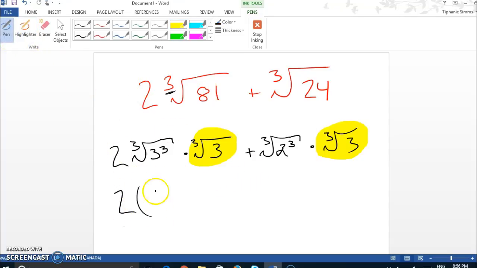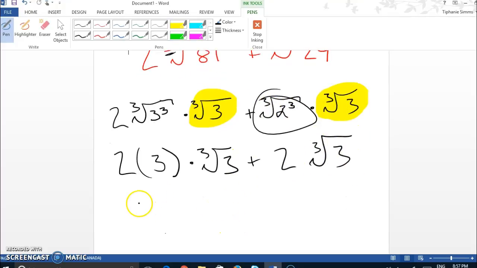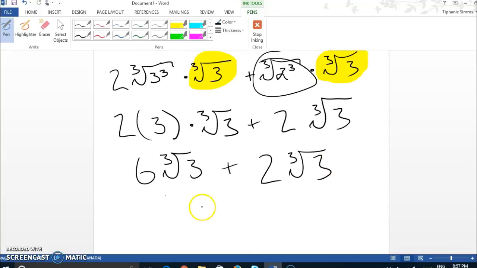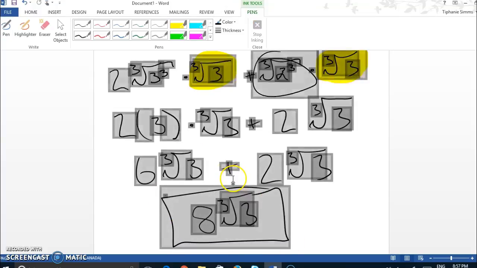So this is going to be 2. The cubed root of 3 cubed all cancels. I'm left with 3 there times the cubed root of 3. And over here, this is just going to be 2, the cubed root of 2 cubed times the cubed root of 3. 2 times 3 is 6 cubed root of 3 plus 2 times the cubed root of 3. And then we can just add our like roots. That gives us 8 cubed root of 3. There she goes. So I hope that one helped.